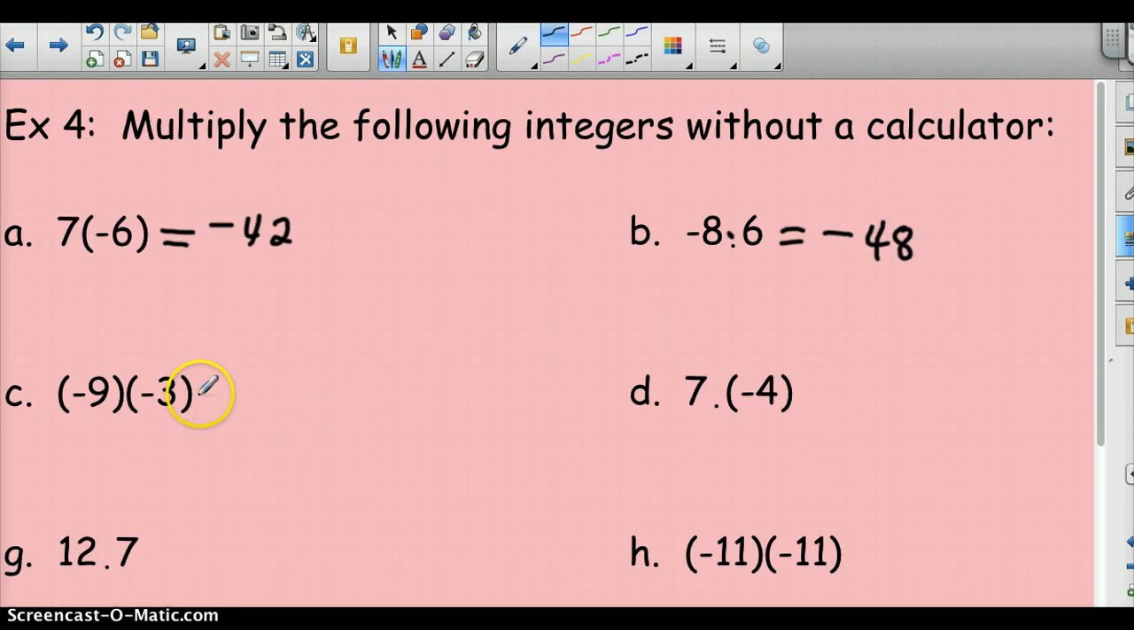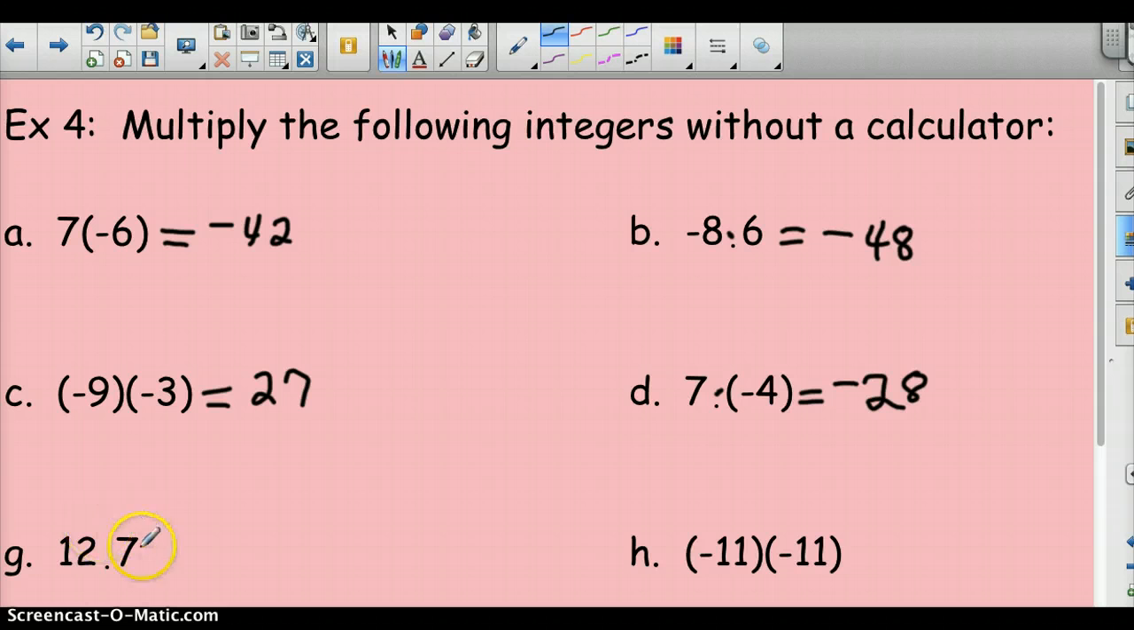Moving down here, negative 9 times negative 3. I notice they have the same sign. They're both negative, so it must be positive. Negative 9 times negative 3 is the same as 9 times 3, which is 27. Moving on, 7 times negative 4. Well, this is a positive times a negative. They have different signs. The result must be negative. And 7 times 4 is 28.